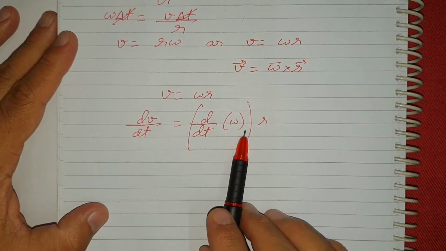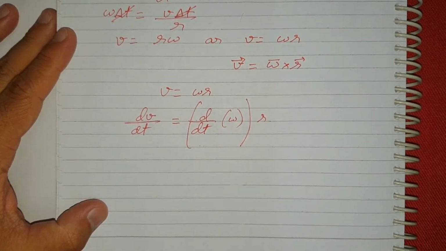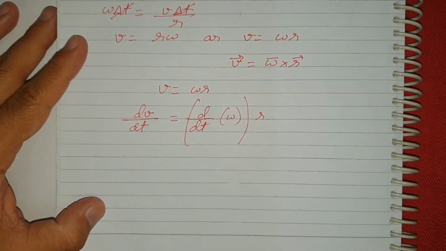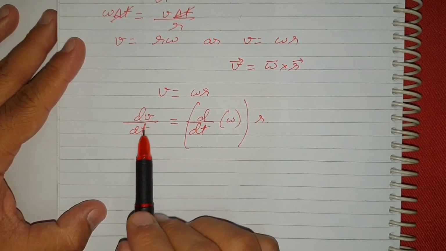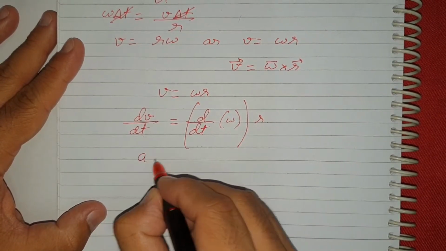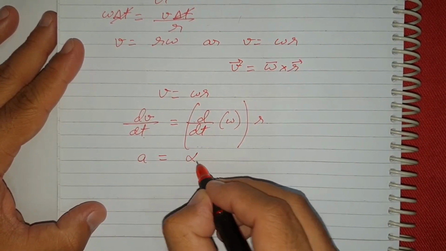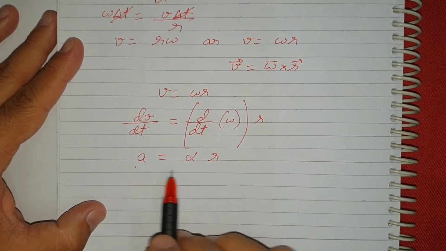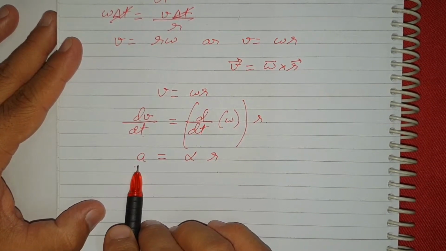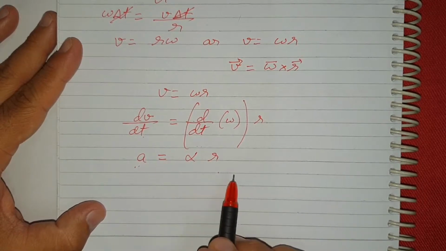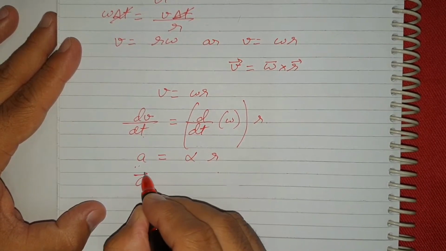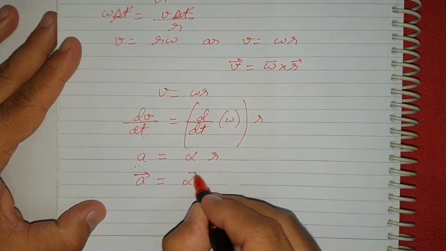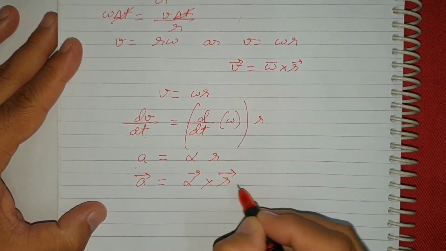Now this is d omega by dt. We have discussed what d omega by dt is: d omega by dt is alpha. And we also know that dV by dt is a. So this a is equal to alpha r. So this is how the linear acceleration and the angular acceleration are related. In vector form, the a vector will be equal to alpha vector cross r vector.